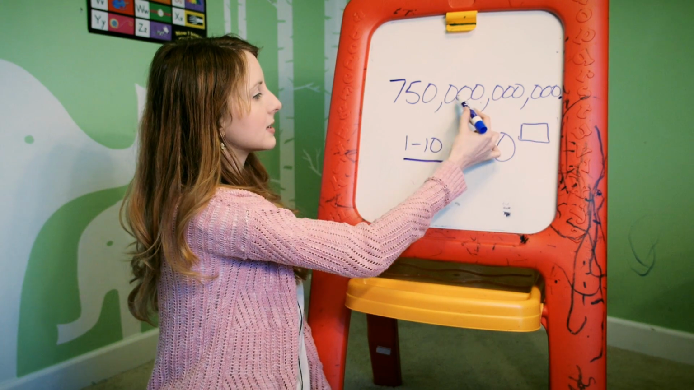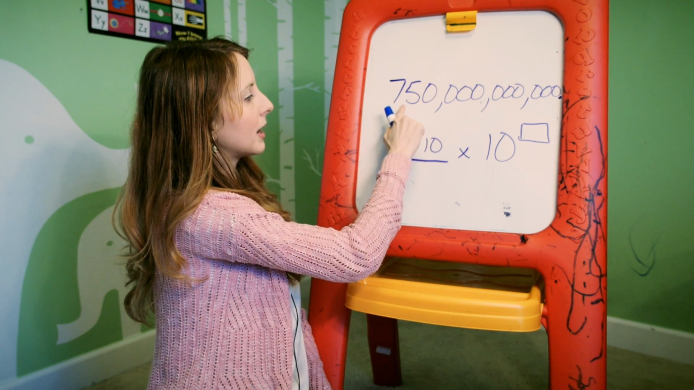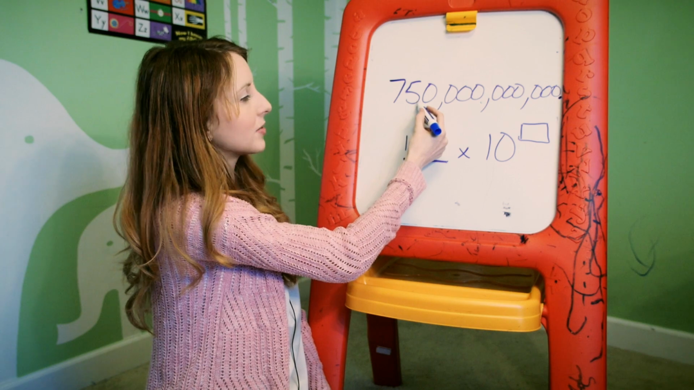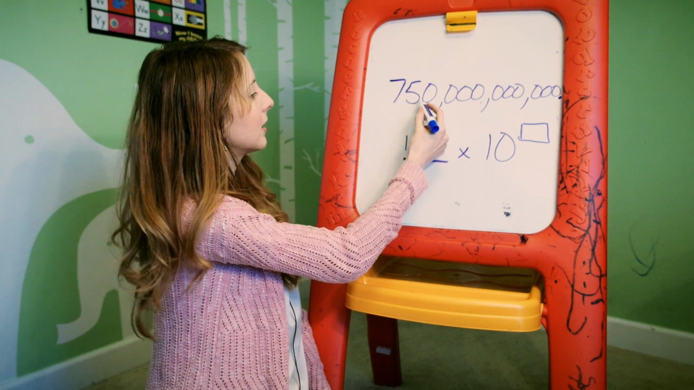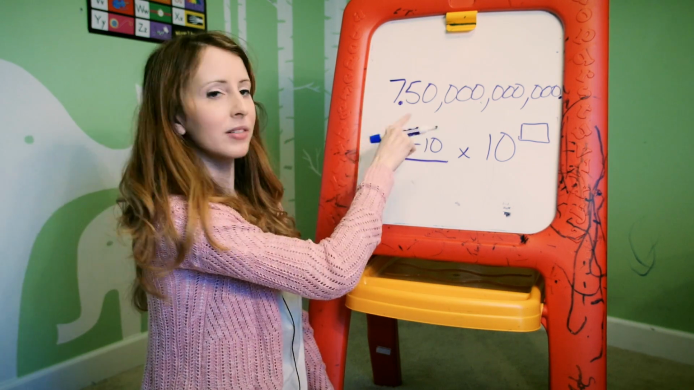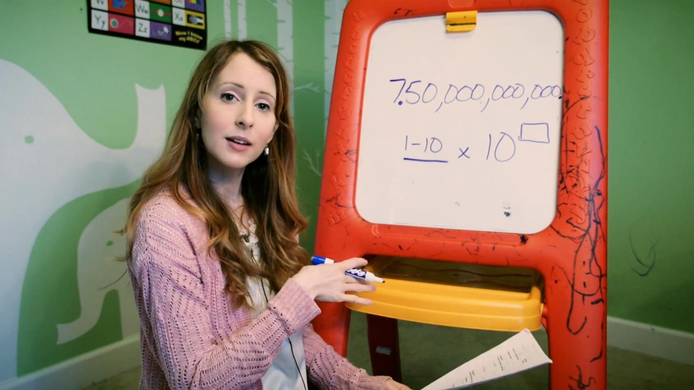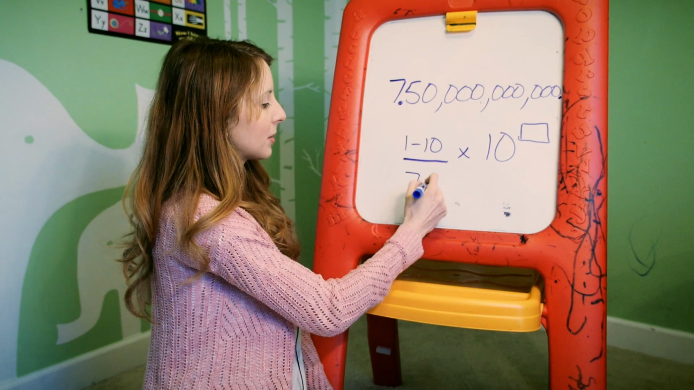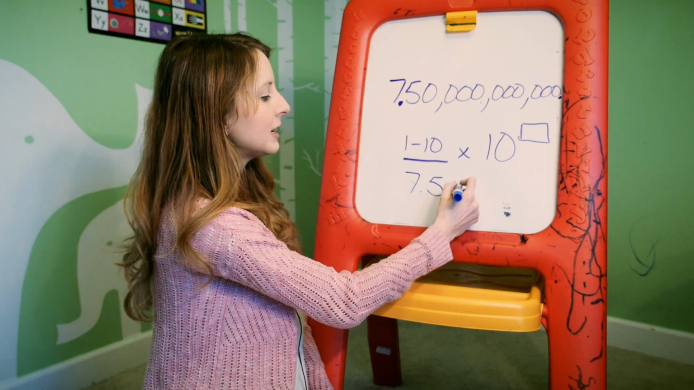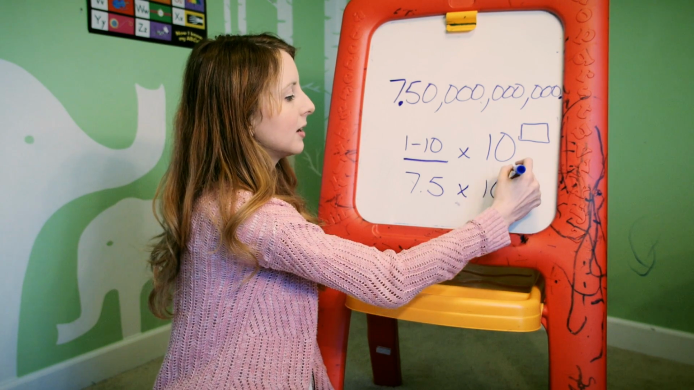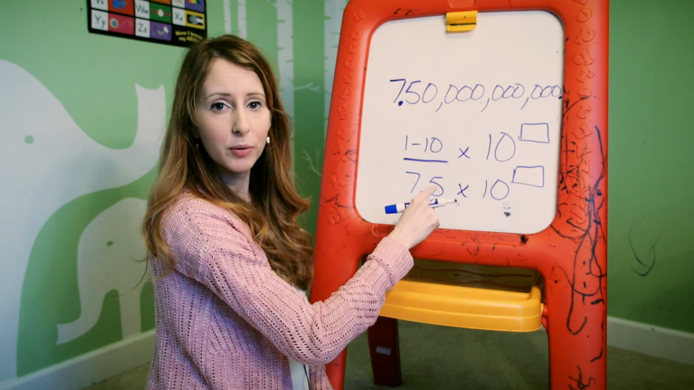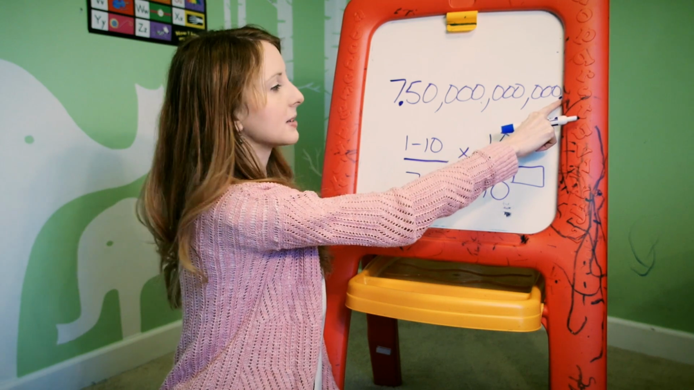Now if I move it just to here, the number I'd create is 750, and that's way too big. If I move it in again, now I've got 75, still too big. If I move it in one more time, there's the sweet spot right there, 7.5. That's a number between 1 and 10. So 7.5 is the number I'm going to use. I'm basically moving the decimal point there. But I need to reflect that change by putting the number of places I moved it as an exponent. So let's count how many places I moved it.